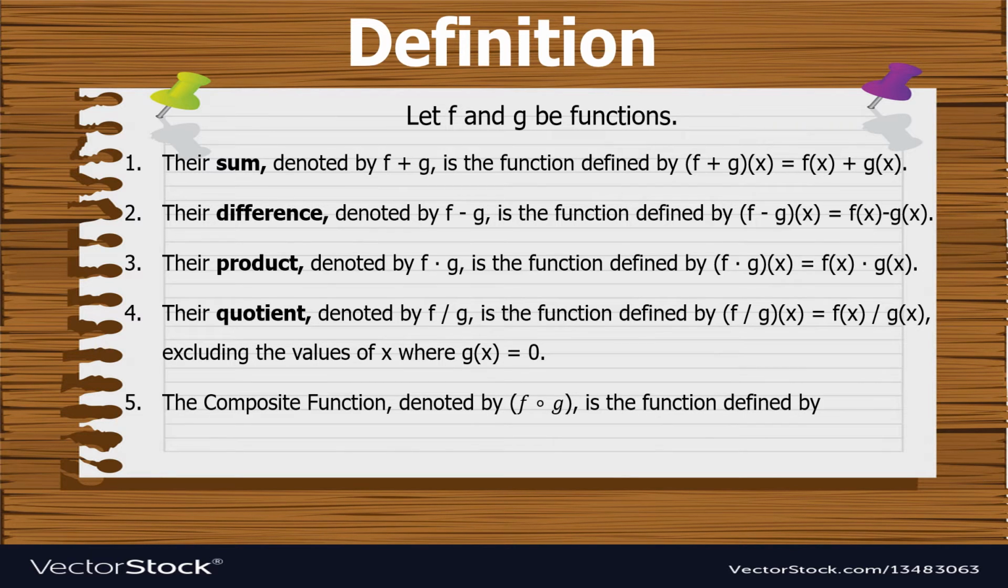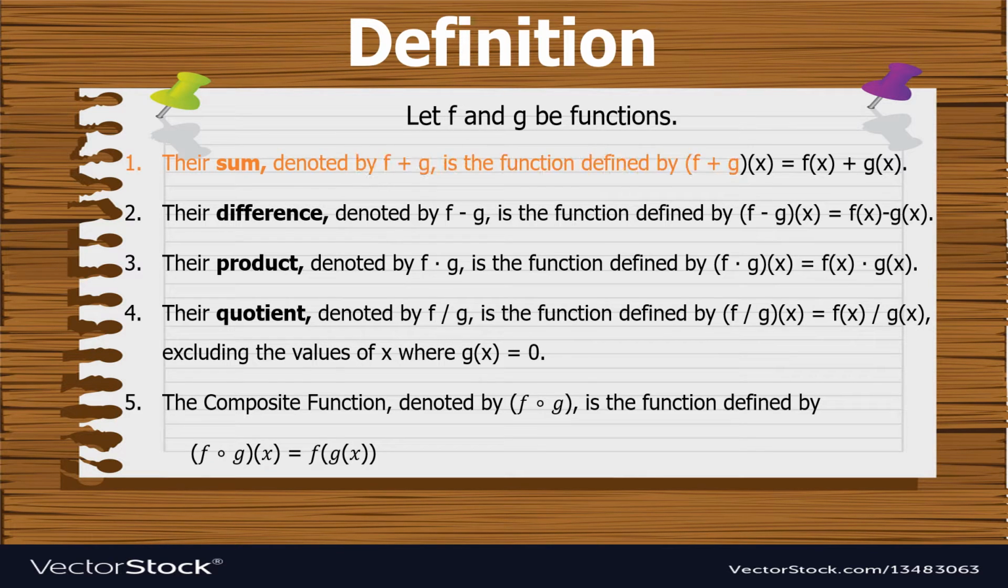5. The composite function, denoted by f circle g, or f composed with g, is the function defined by f composed with g of x equals f of g of x.